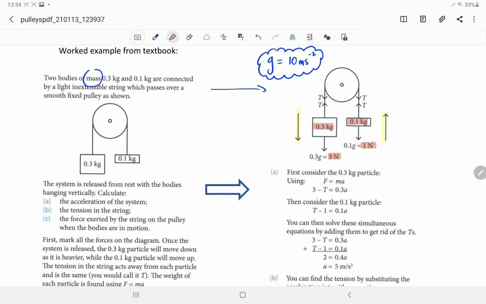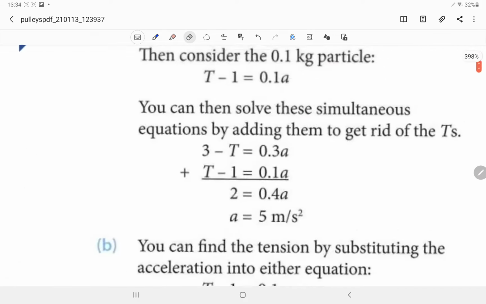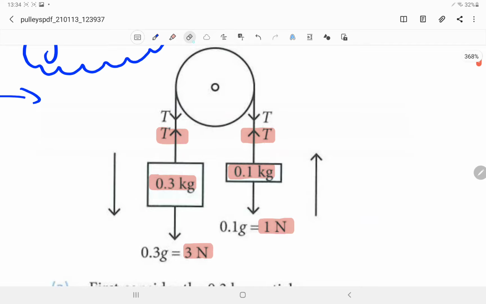There's also forces acting up against each of the bodies. So the force acting up against the 0.3 kilogram mass is the tension in the string. And there's tension in the string in the other body as well, pulling upwards. So can you see that, if I just zoom in here, for this 0.3 kilogram body, we have two forces acting on it: we have 3 newtons pulling it down, and we have T pulling it up.